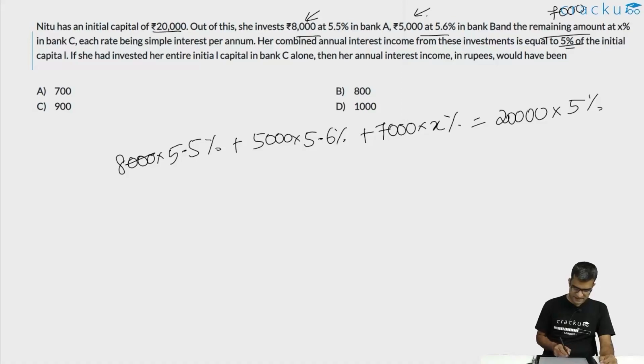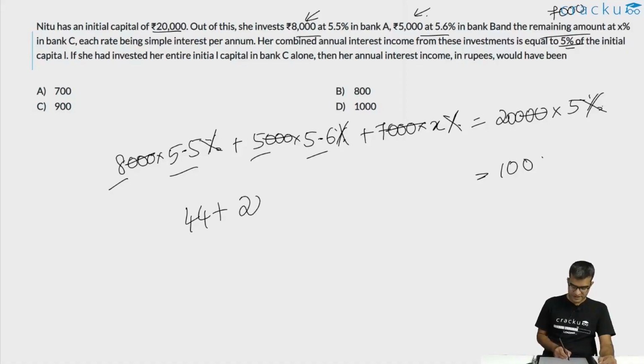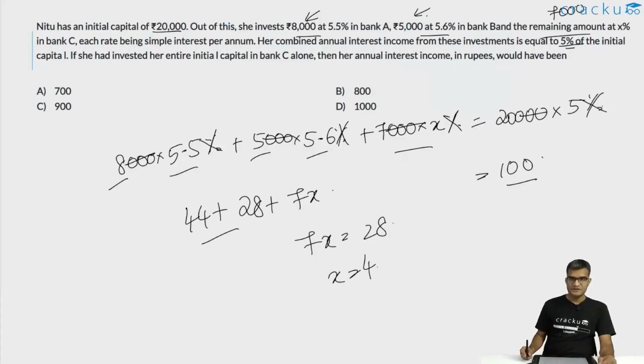We can cancel 1,000 from each one of them. We can cancel this percentage from each one of them. So the right hand side becomes 20 into 5, which is 100. The left hand side is 8 into 5.5, which is 44, plus 5 into 5.6, which is 28, plus 7x. Or the value of 7x is equal to 100 minus 72, which is 28, or the value of x is 4. So the rate of interest of X% is 4%.